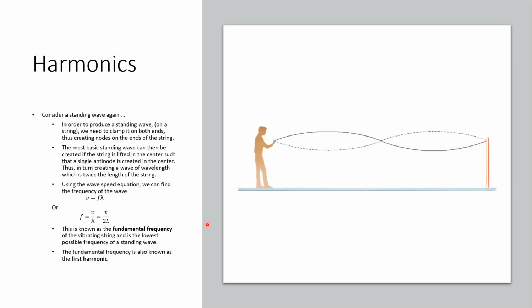It would still oscillate about its original position, and what that means is you're creating standing waves. Now that first one where you just created that single antinode, that's your first harmonic, right? And any standing wave that creates that first harmonic is associated with harmonics.